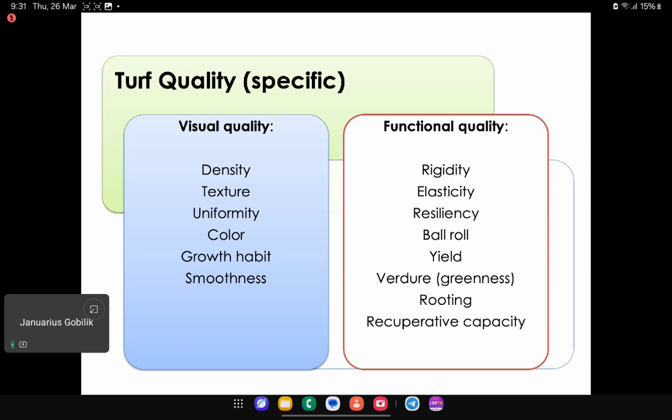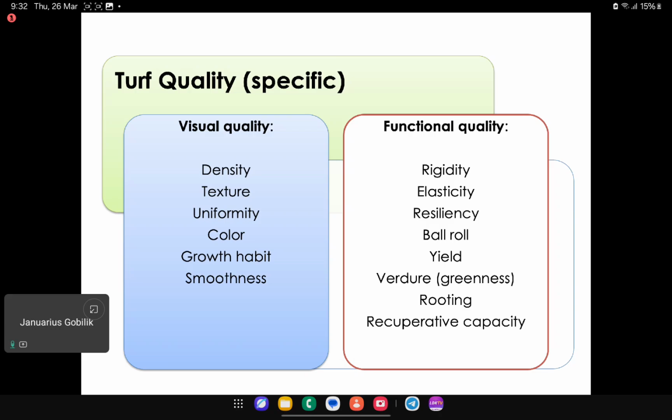And then in terms of functional quality, we need to be concerned about rigidity. Rigidity is the strength of the grass, because if it is not strong, it will not be able to hold the ball on top of the field. So it needs to be rigid so that it can sustain the players on top of the field. But at the same time, it also needs to be elastic, so that once you trample on it, it will go back to its original position and stand. At the same time, it needs to be resilient, so that if you use the area repeatedly, going around the field quite regularly, like in a sport field, the grass is not easily damaged. That is related to resilience.